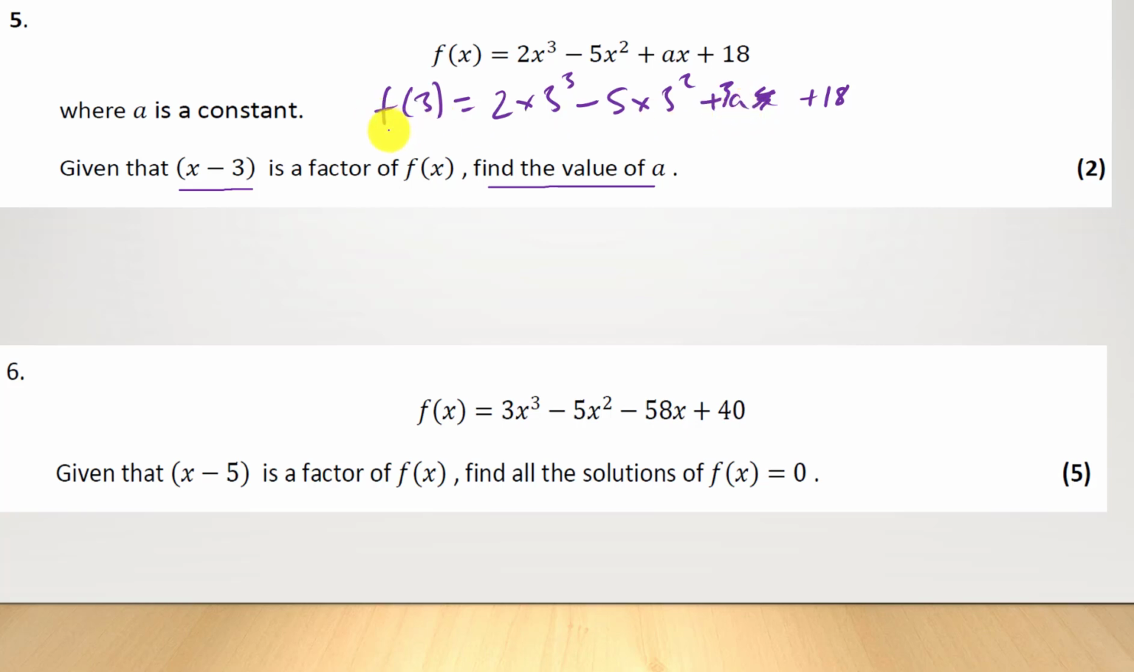And what do we know? If x minus 3 is a factor, that's all going to equal 0. Okay, so 0 is going to equal 54 minus 45 plus 3a plus 18 equals 0. So once we rearrange that, we should get 3a equals minus 27, and so a equals minus 9. And that's our full 2 marks out of 2.